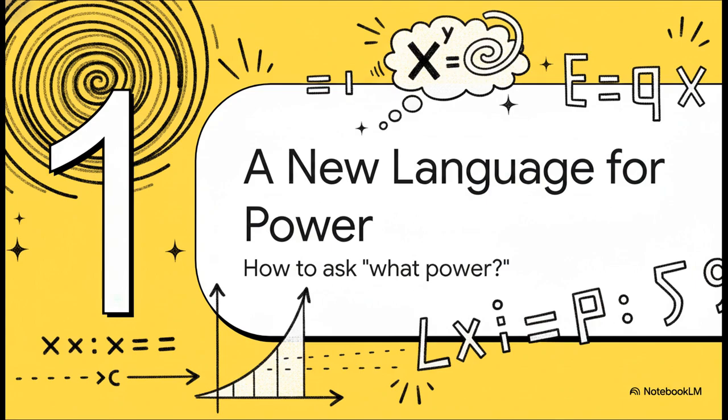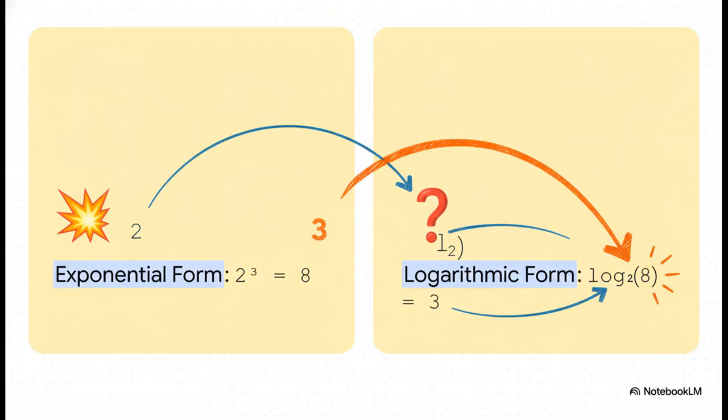So to ask that question, what's the power, we need a new way of writing it down. You can think of it like we're learning a new language, one that's designed specifically to talk about exponents. And this slide right here is absolutely key. These are just 2 ways of saying the exact same thing. On the left, you've got the familiar exponential form. 2 to the power of 3 is 8.